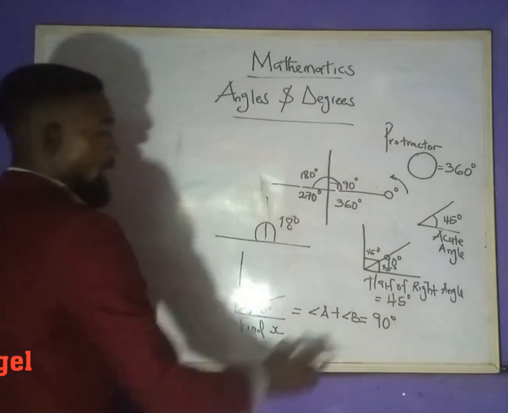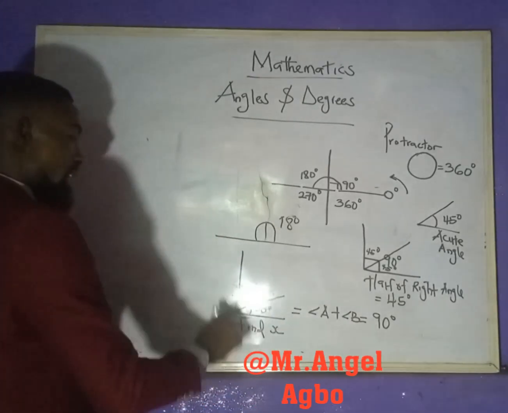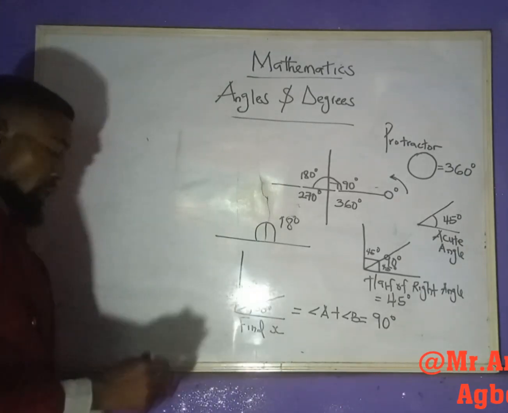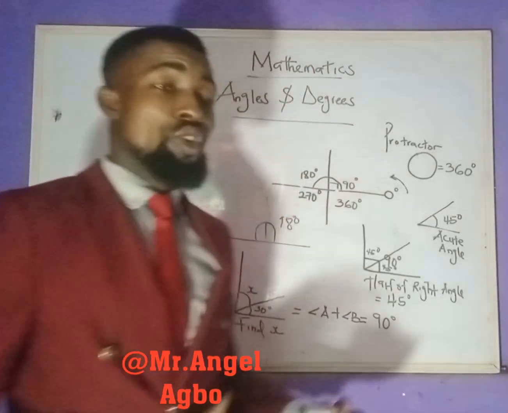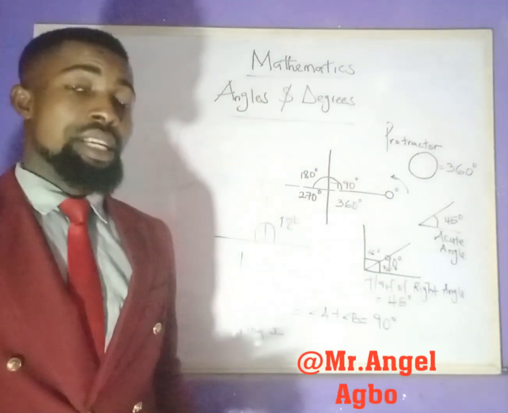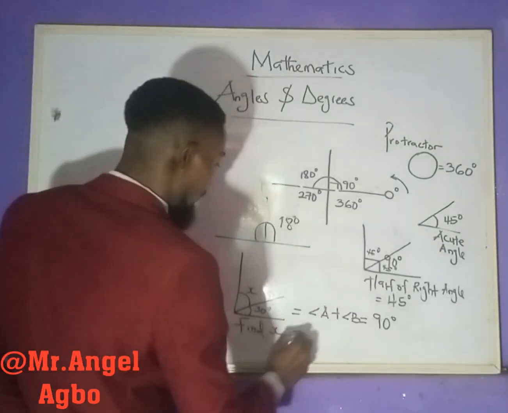From our formula here, you understand that everything here we have is equal to what? 90 degrees, because we are talking about a right angle. So we are going to have it this way.